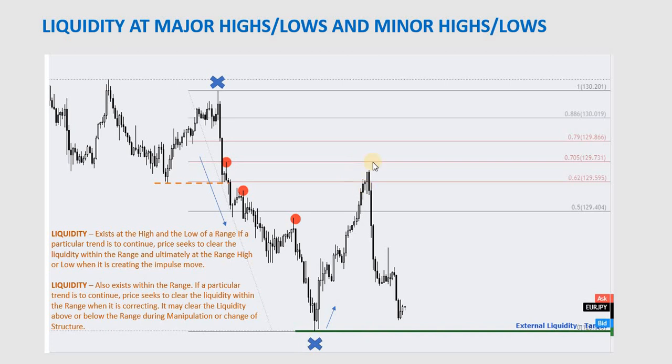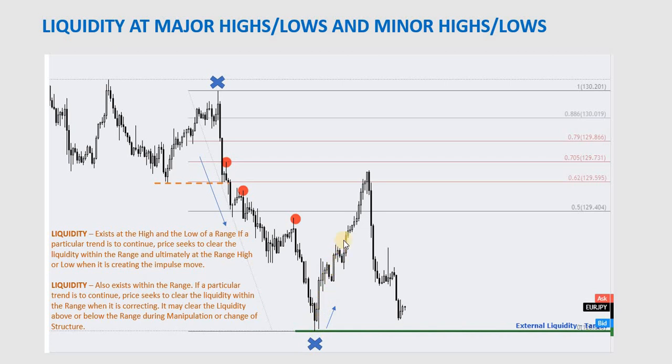And so if you enter your trade here, you can, with a good level of confidence, use this as your target, because if the downtrend is to continue, this level would be traded through. Okay, liquidity also exists within the range, and if a particular trend is to continue, price seeks to clear the liquidity within the range when it is correcting. It may clear the liquidity above or below the range during manipulation or change of structure.